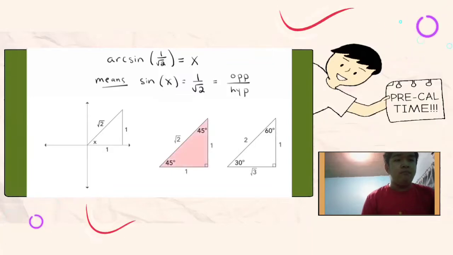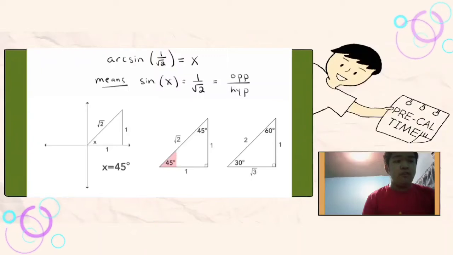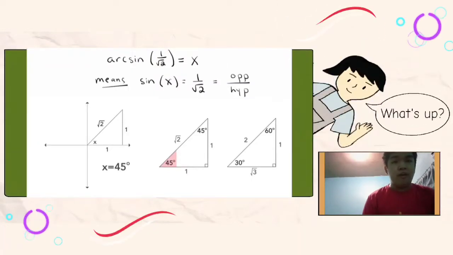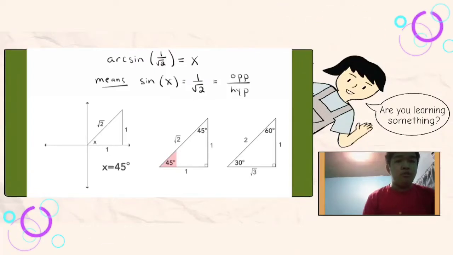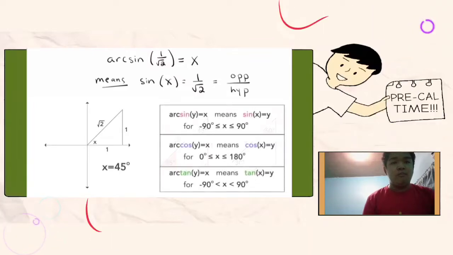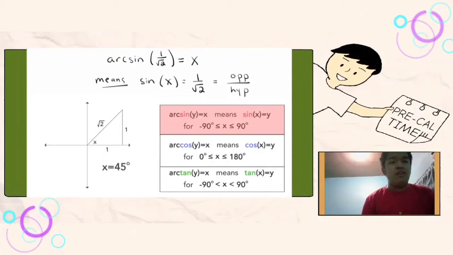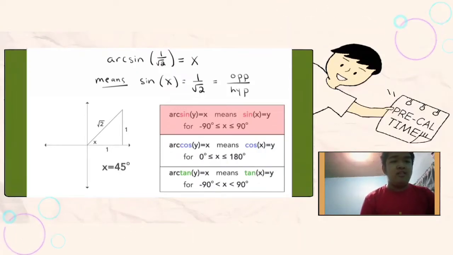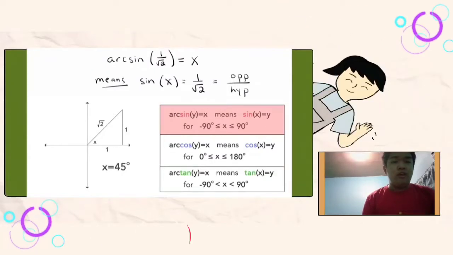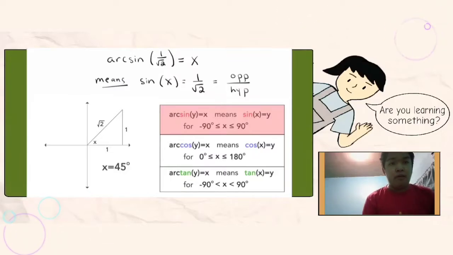45-45-90 triangle. So in that case, I can say that x is 45 degrees. Or if you want it in radians, it's pi over 4. We know that the answer we've got for x is between negative 90 degrees and positive 90 degrees. And yes, 45 degrees is definitely between negative 90 degrees and positive 90 degrees. So here we go, we got the answer. x is equal to 45 degrees or pi over 4.